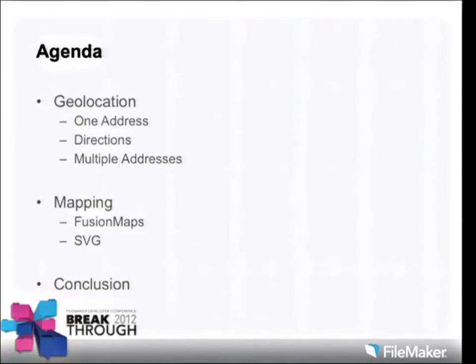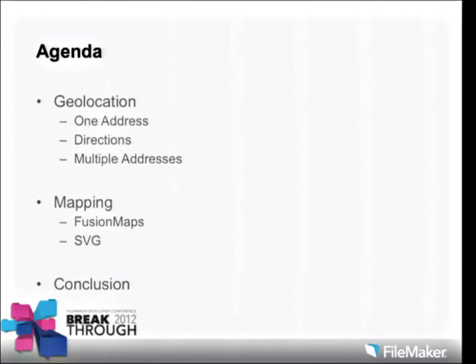So the agenda for today is going to be two topics. The first one is going to be about geolocation. So what it is to represent an address in FileMaker, what it is to represent multiple addresses or directions between those points. I'll try to do that with a few slides, a few explanations, and a demo.